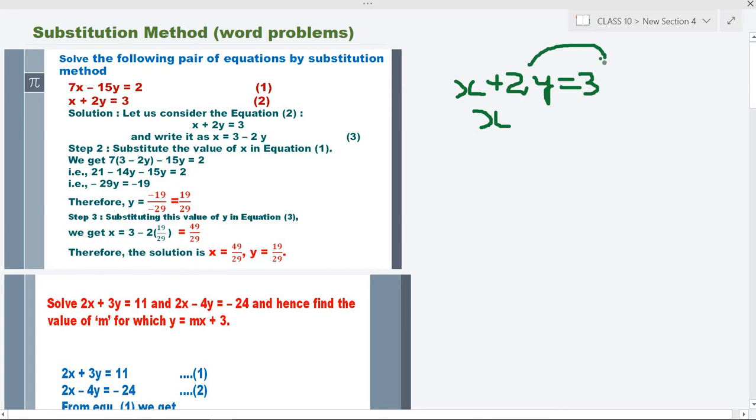Transpose 2y to RHS. Now you have found the value of x in the form of y. Now you will replace this x in equation 1 with this value which is in the RHS. Now remember that I told that you will replace the x of equation 1. Be very careful that you will not replace the x of equation 2.